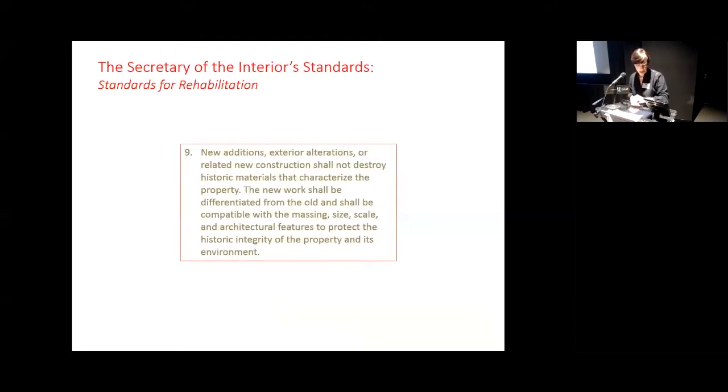Okay, so now for number 9. New additions, exterior alterations, or related new construction shall not destroy historic materials that characterize the property. The new work shall be differentiated from the old and shall be compatible with the massing, size, scale, and architectural features to protect the historic integrity of the property and its environment. So I'm going to do that whole concept and the concept of number 10 in just 10 minutes here, because you're going to talk about it all day.